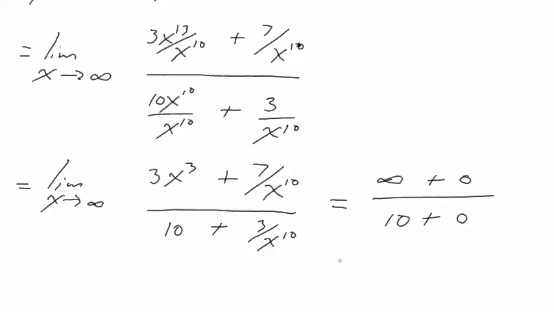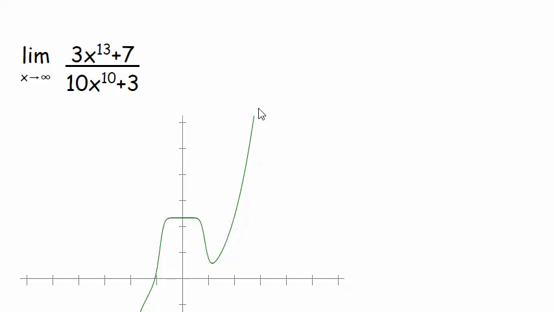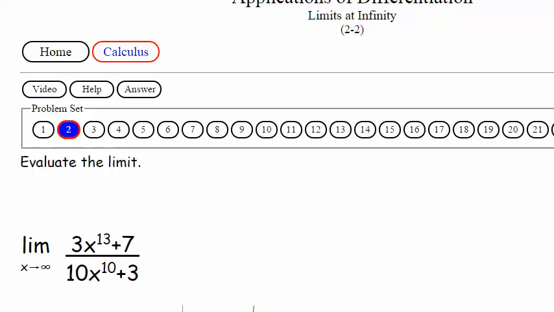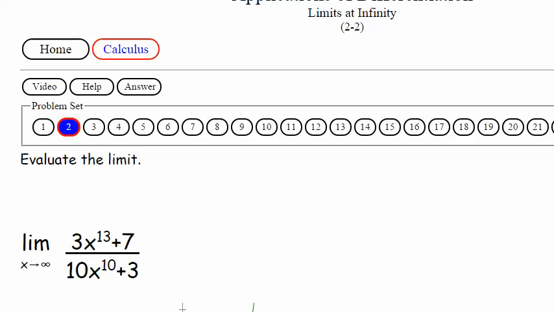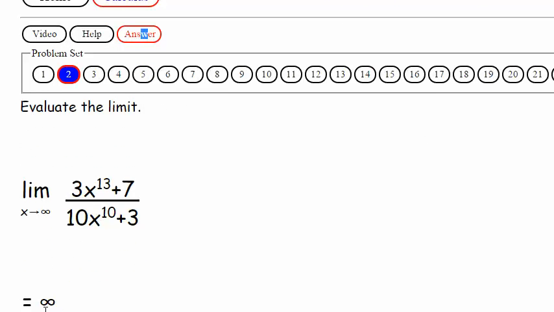Alright? Well, what are we left with? We're left with infinity plus 0, 10. This is what we're left with. And I'm sorry, but this is infinity. Okay? So, and of course, as you can see here, what's happening to the graph? It's going off to infinity. Okay? Heading off into infinity. Okay. Let's hit the answer to see what it says. And that's exactly what it says.